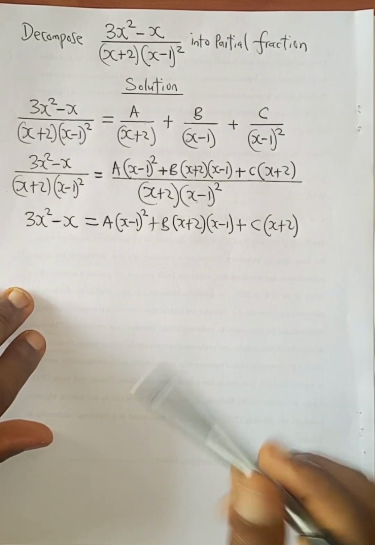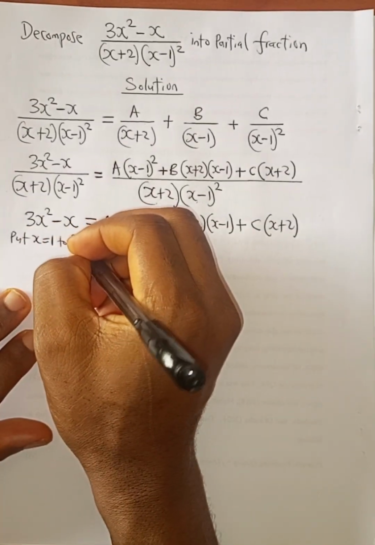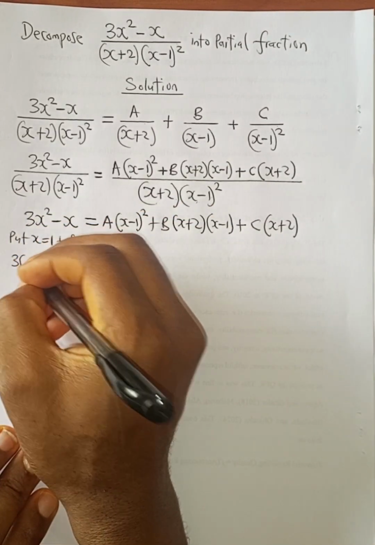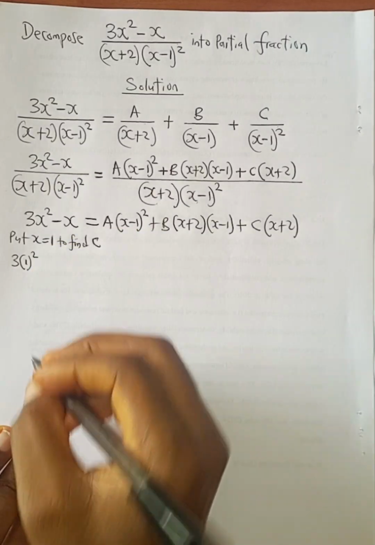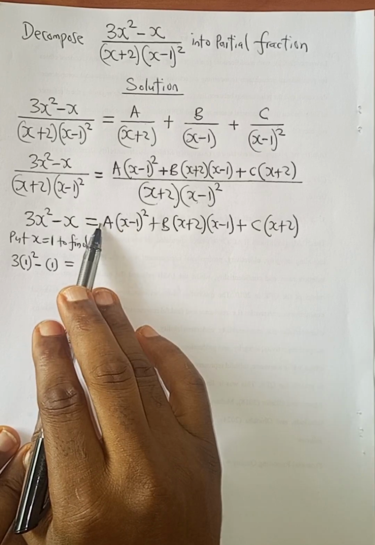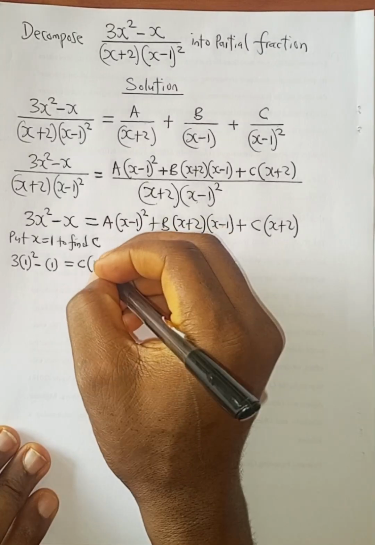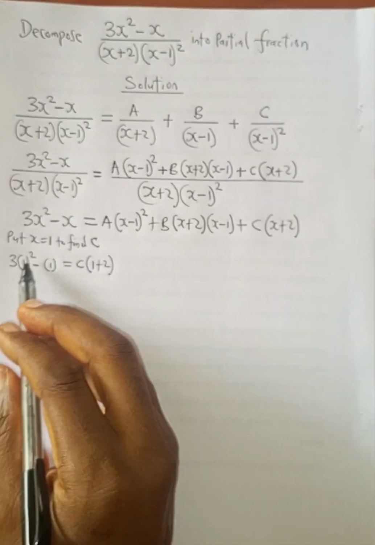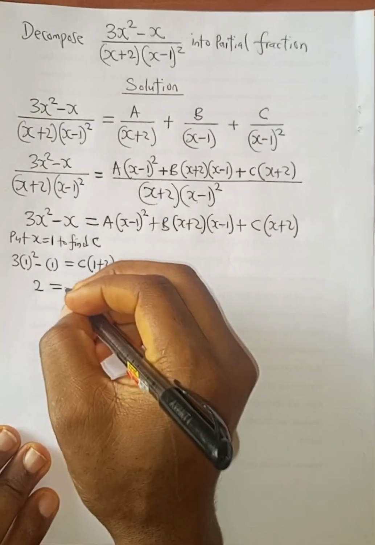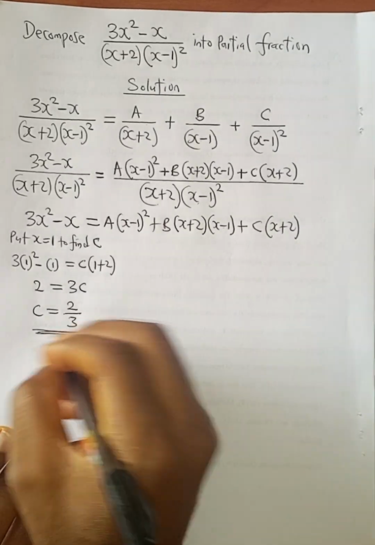We can find C. So I will come here and say, put s equals to 1 to find what? To find C. It is C we want to find. So we'll come here, 3 times 1 squared. Anywhere you see s, you put 1. Minus 1 is equal to, remember by the time here is 1, A is 0. By the time here is 1, B is 0. So we have C bracket 1 plus 2. 1 squared is 1 times 3. 3 minus 1, 2, is equal to 3C. So C is equal to 2 over 3. This is the value of C.